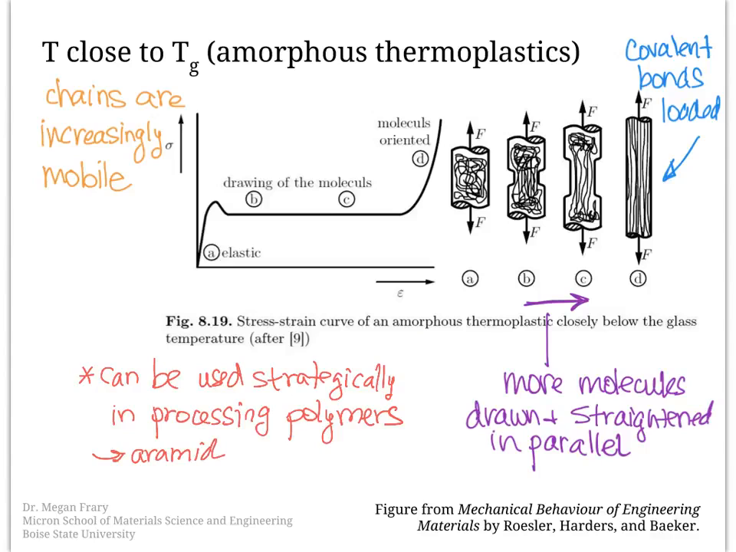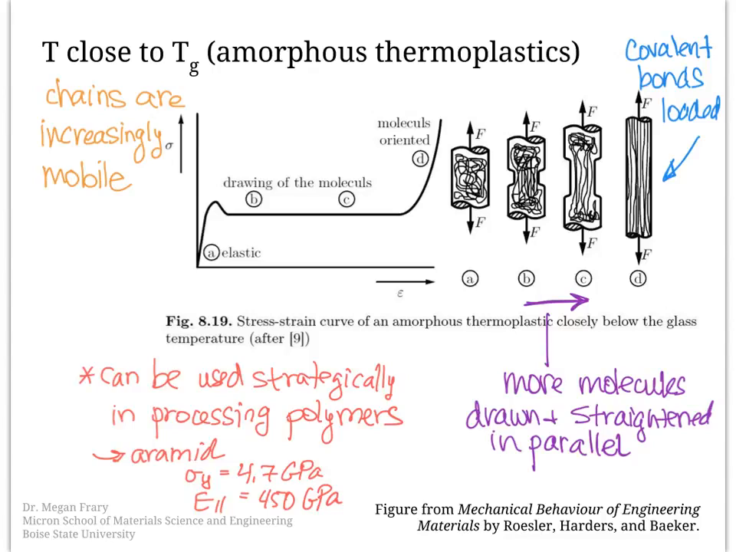Aramid fibers are used often in composite materials, and these can have a yield strength of 4.7 GPa, so that's really quite high, and a Young's modulus in the fiber direction, so parallel with the fibers, of up to 450 GPa. So this can be used strategically to actually generate an aligned polymer.